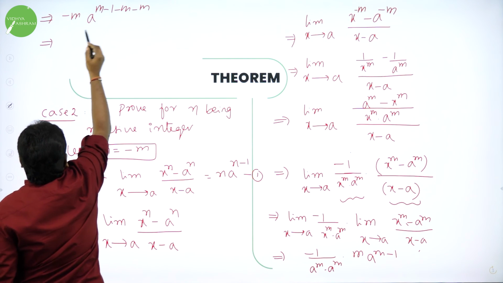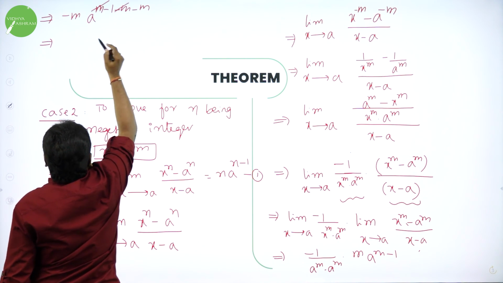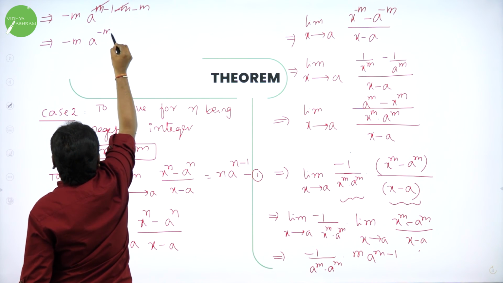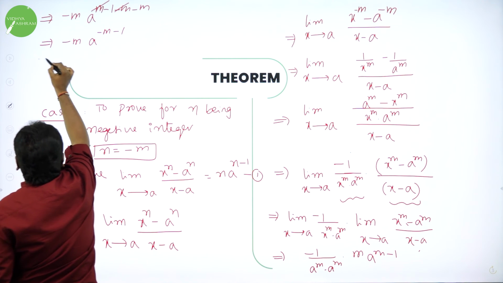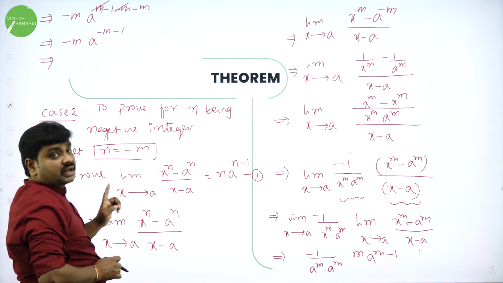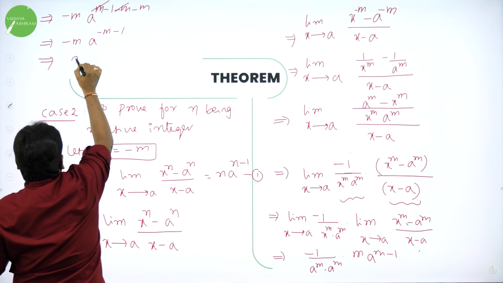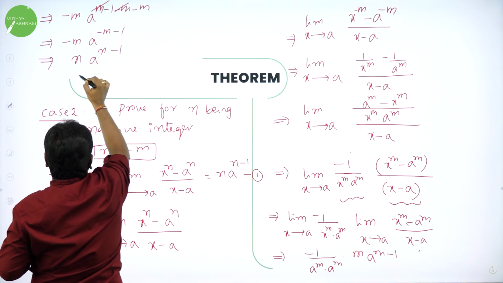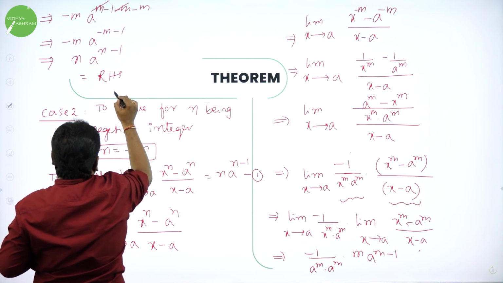That implies one positive m and one negative m cancel. I have minus m, a power, first I will write minus m, then I will write minus 1. I have minus 1 minus m, but now I will substitute what is minus m. Minus m is n. In the place of m, put minus n. So n in the place of m, n minus 1. This is the RHS, hence the proof.